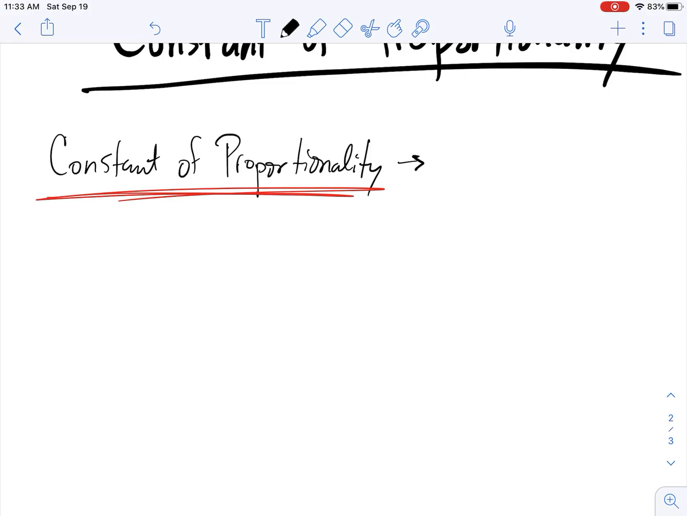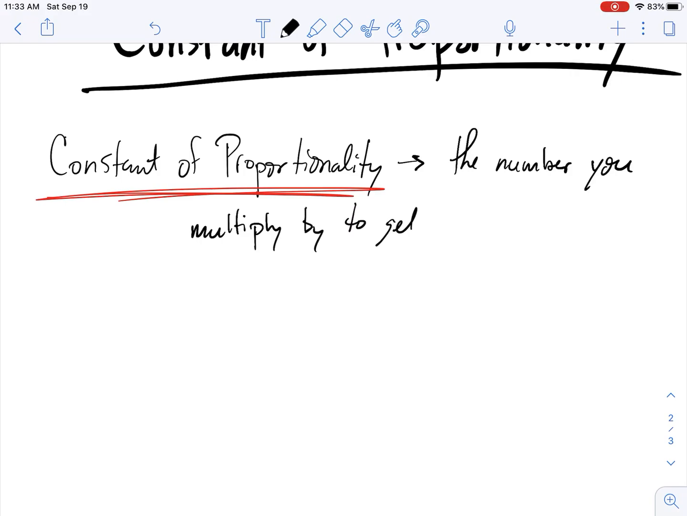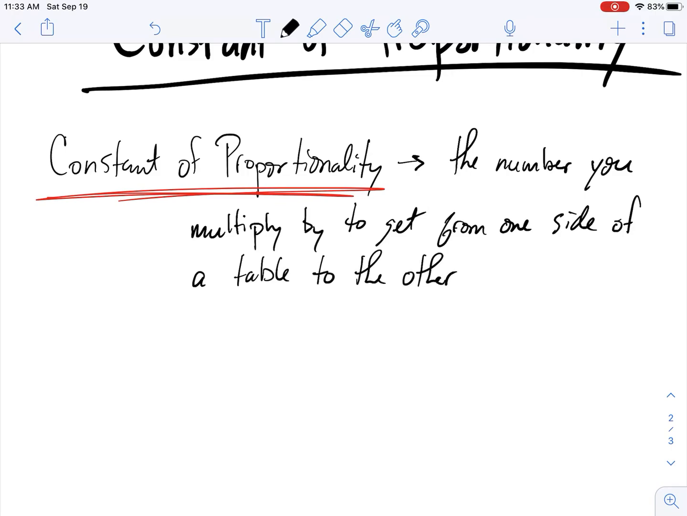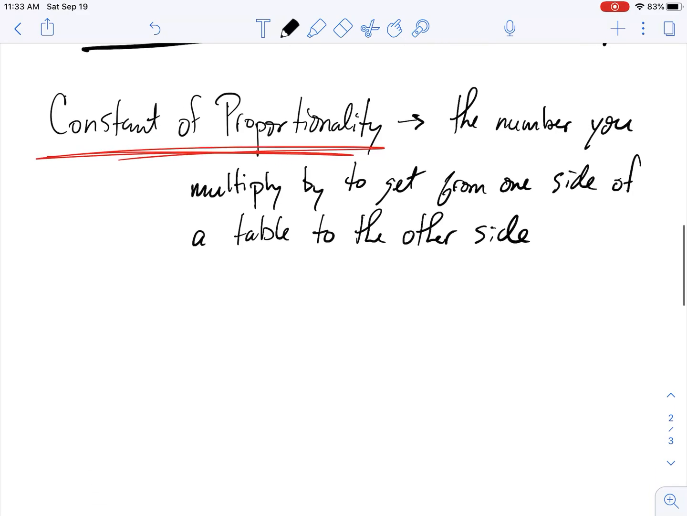So the constant of proportionality is just the number you multiply by to get from one side of the table to the other side. And I'll show you what I mean. The number you multiply by to get from one side of the table to the other side.